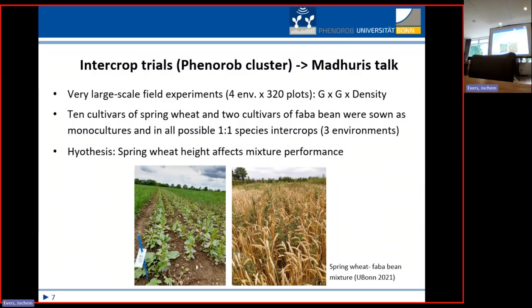And we had a hypothesis. The hypothesis was spring wheat height affects mixture performance. And actually, the good thing is that it wasn't us, because it was the bosses who thought of the hypothesis. We would have done it differently, right? So the bosses thought that the key trait is the plant height of the cereal.